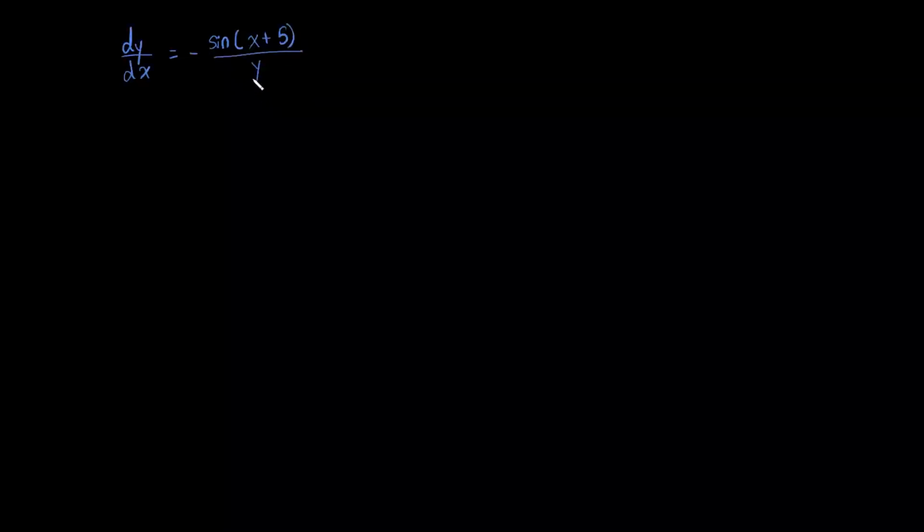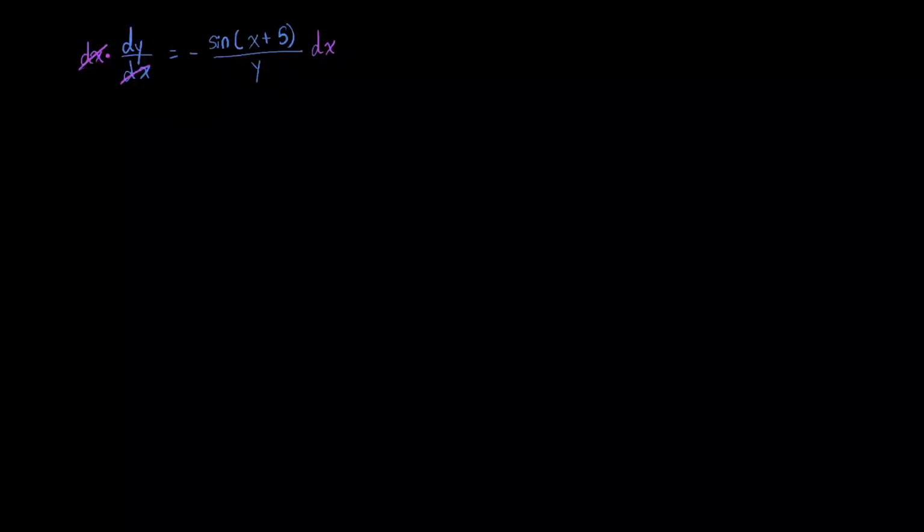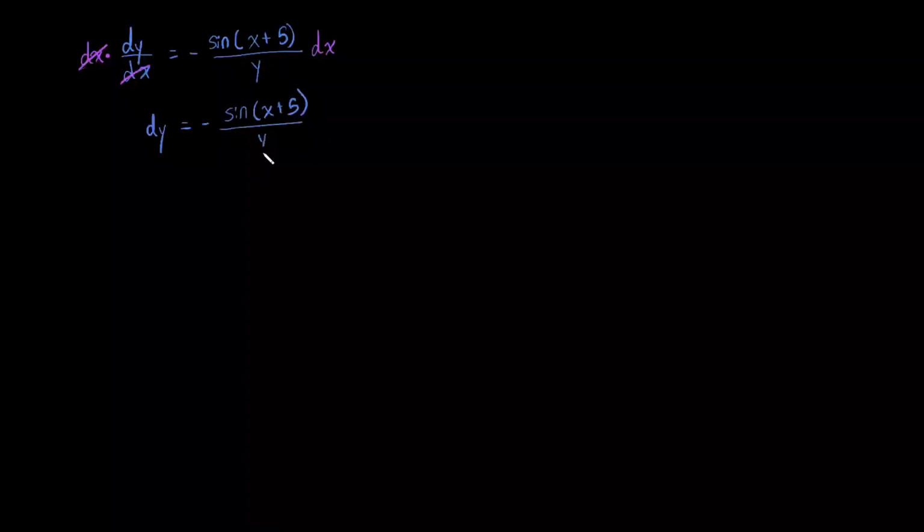Well, first thing we want to do is we want to get our x's on one side and our y's on another. So what we can do is multiply both sides by dx. Let's go ahead and multiply this by dx over here and multiply this by dx over here. So when we do that, we're left with dy equal to negative sine of x plus 5 all over y times dx.